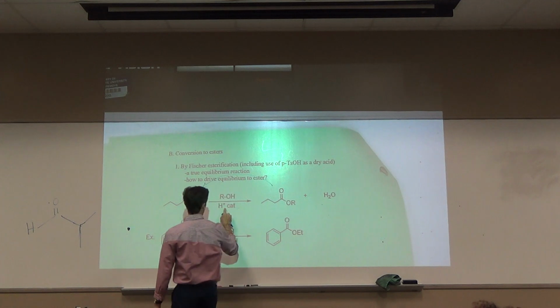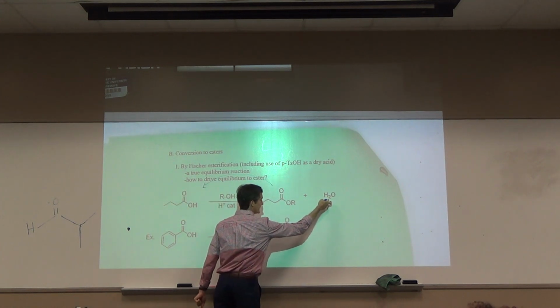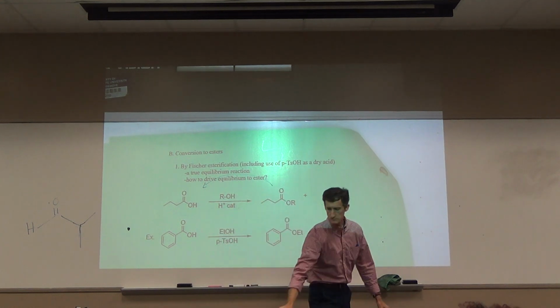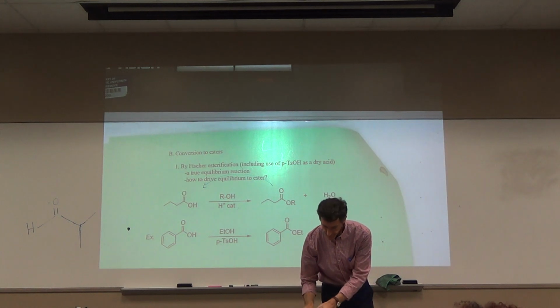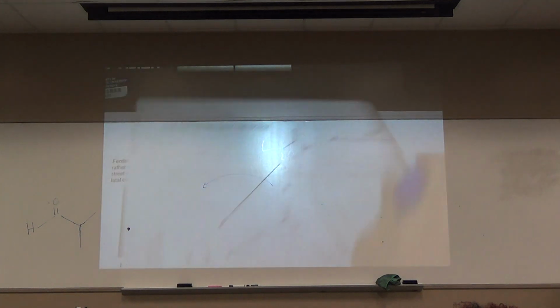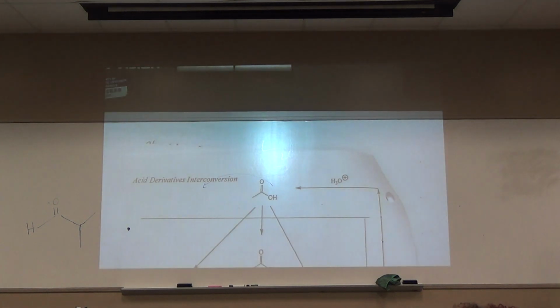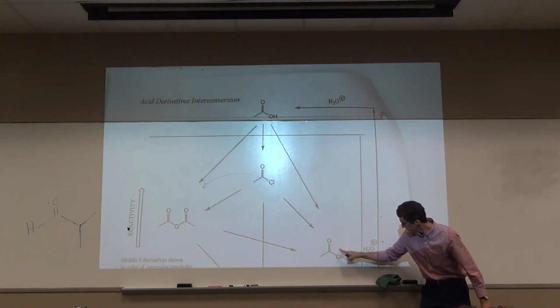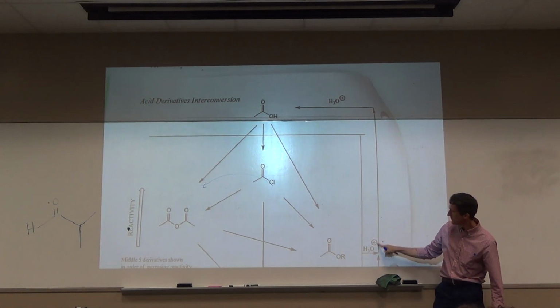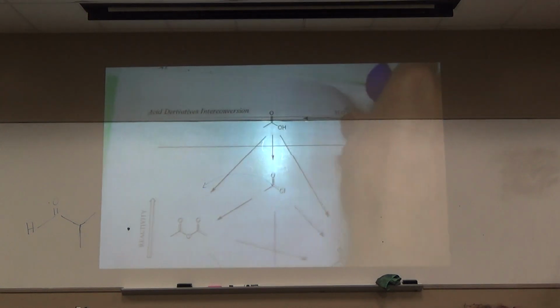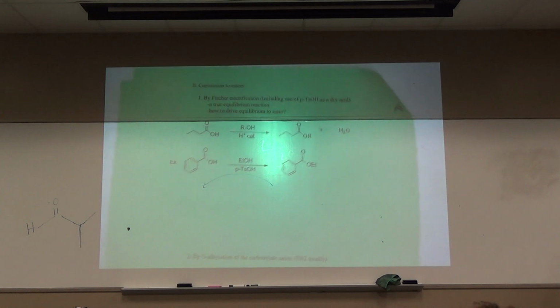Okay, H plus catalyst. Water and H plus catalyst is what? H3O plus. And it's right here. What do you get if you react an ester with H3O plus? Carboxylic acid. Carboxylic acid, right? It's just the reverse of Fischer esterification.